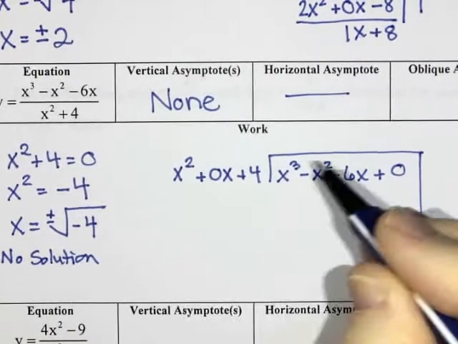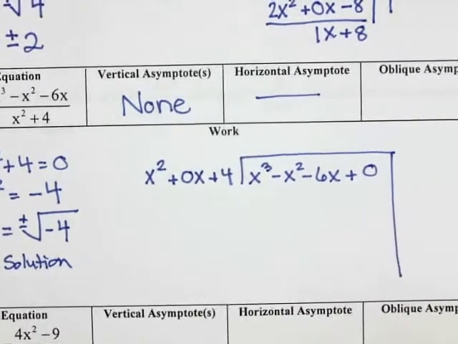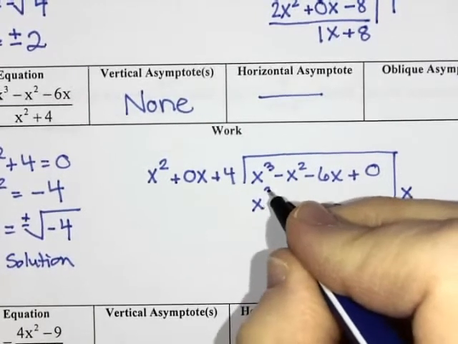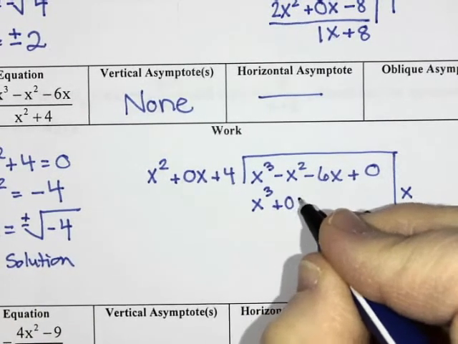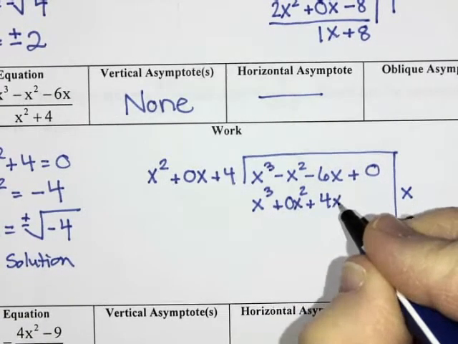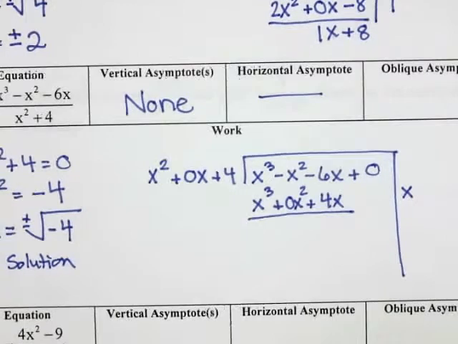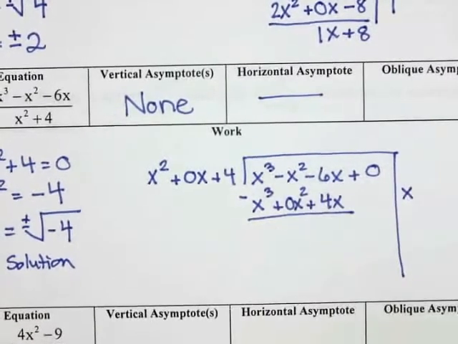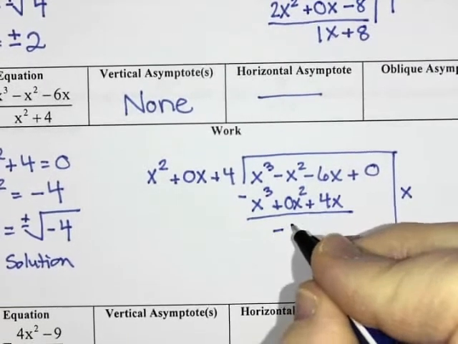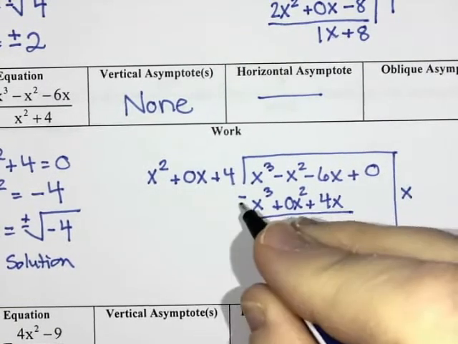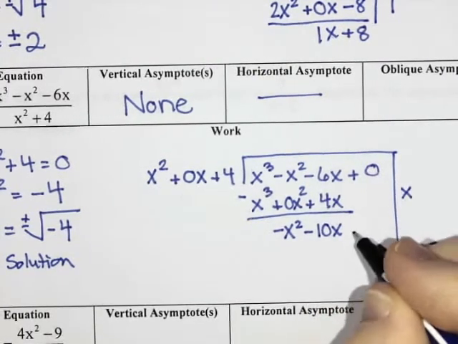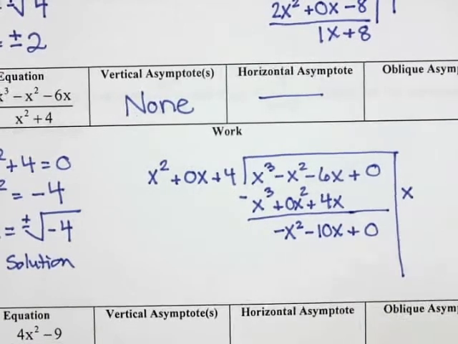How do I turn an x squared into an x cubed? I multiply by x. So I get x cubed plus 0x squared plus 4x. I'm going to subtract. X cubed take away x cubed is 0. Negative x squared minus 0 is negative x squared. Negative 6 minus 4 is negative 10x. And then 0 take away nothing is 0.